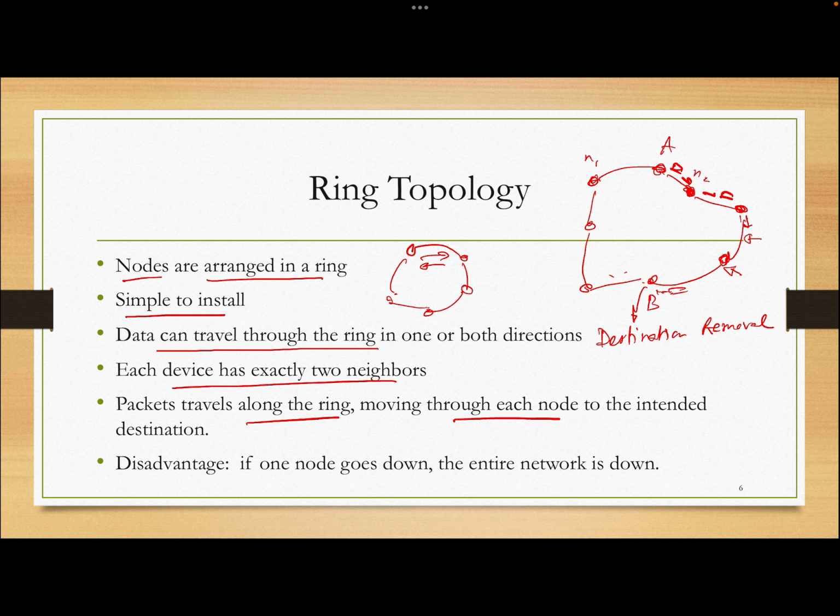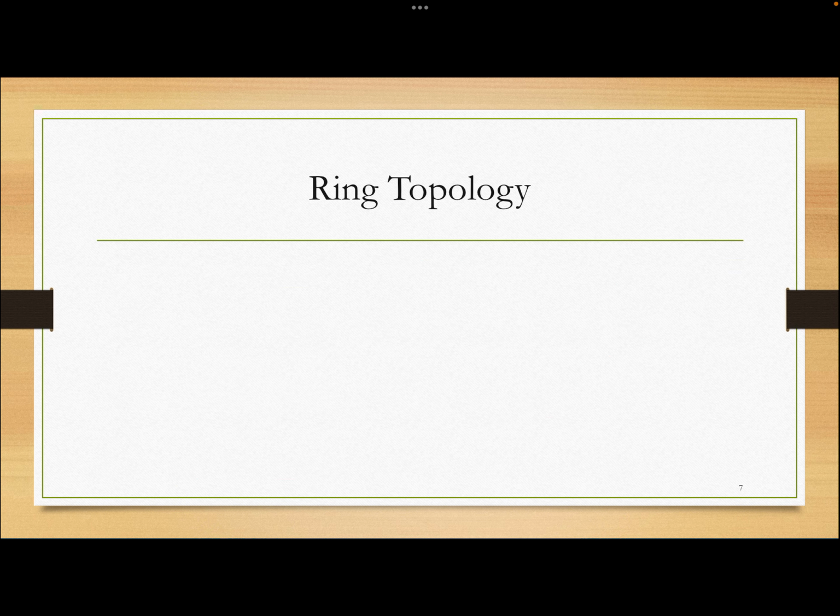Another way is to let the source remove the packet. This is called source removal. The source is the one sending this out, so it takes the packet out of the network; it's its responsibility. So you have two choices: destination removal or source removal. A disadvantage of the ring is that if one node goes down, the entire network is down.